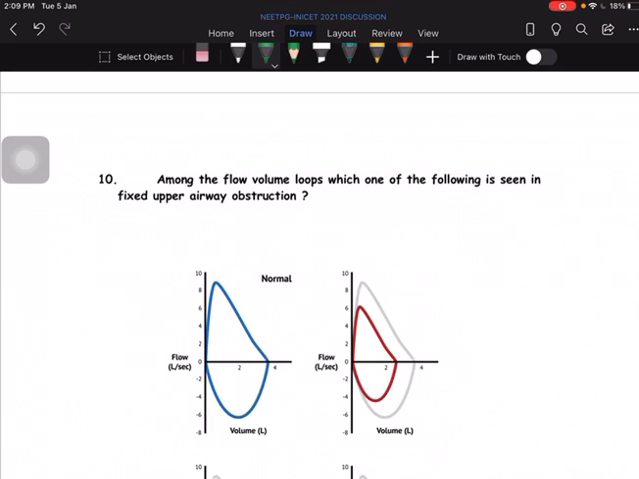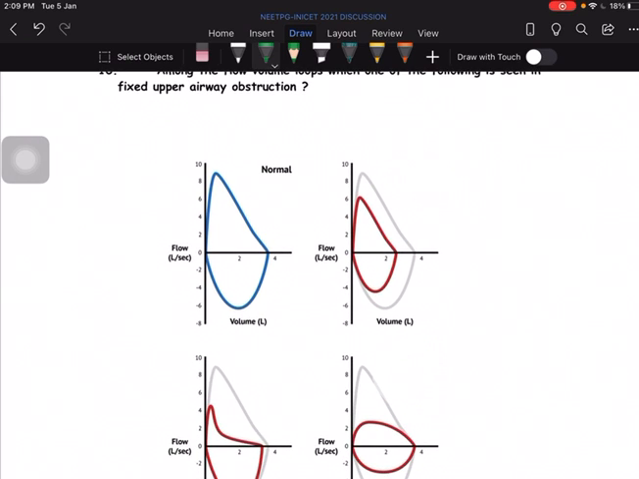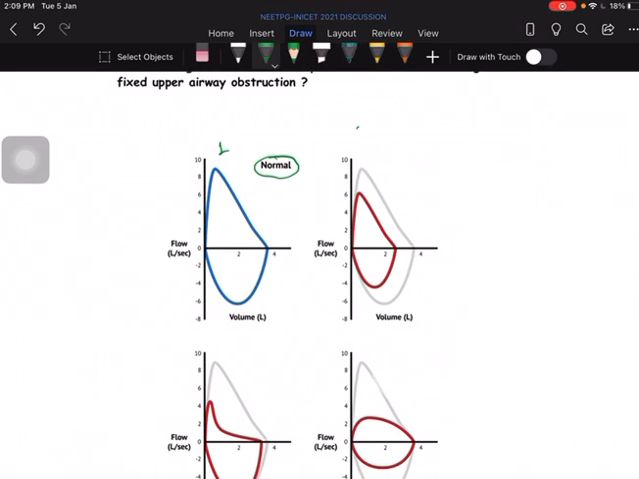Among the following flow volume loops, which one is seen in fixed upper airway obstruction? So you see a flow volume loop, and this is the normal loop. We'll discuss each one of them. In the second loop, this is the expiratory part, this is the inspiratory part. You see that the flow volume loop is exactly the same but smaller, so it is a miniature loop which is seen in restrictive lung diseases.